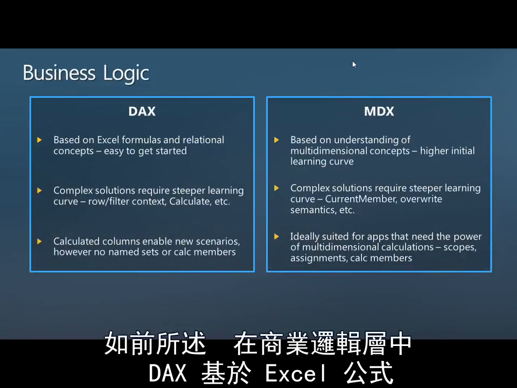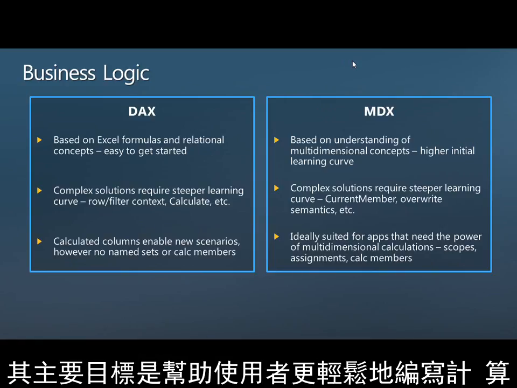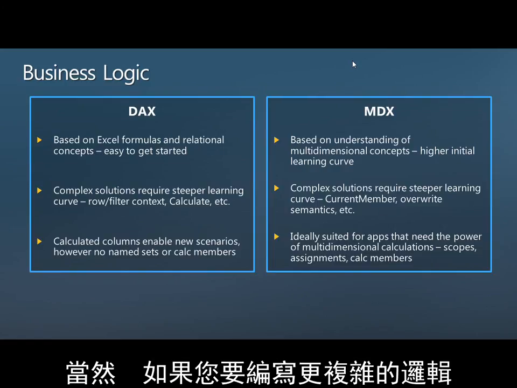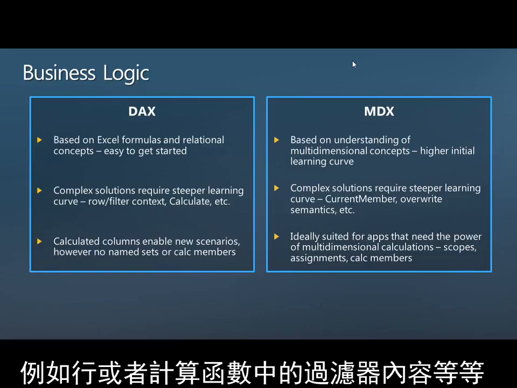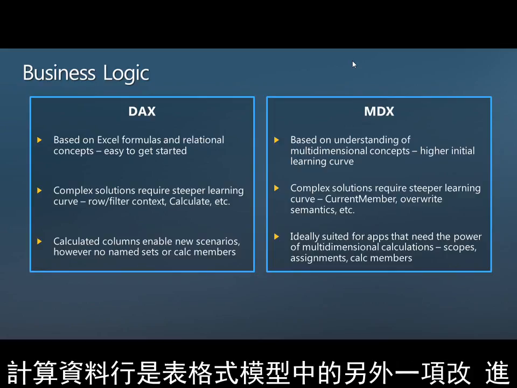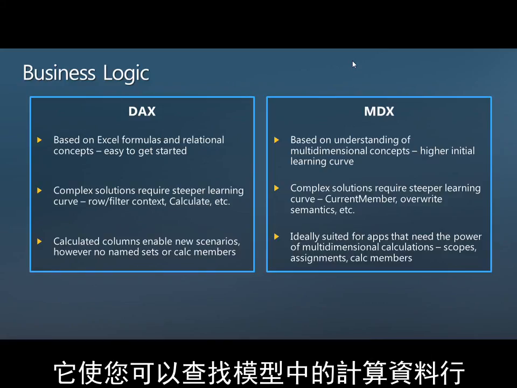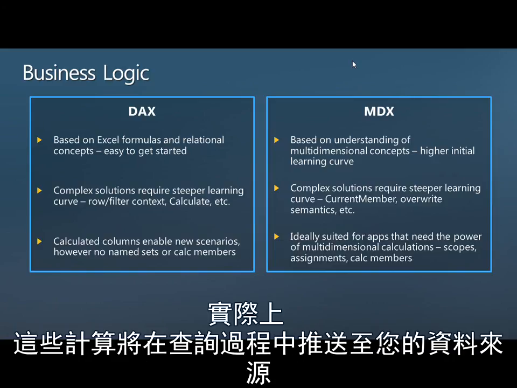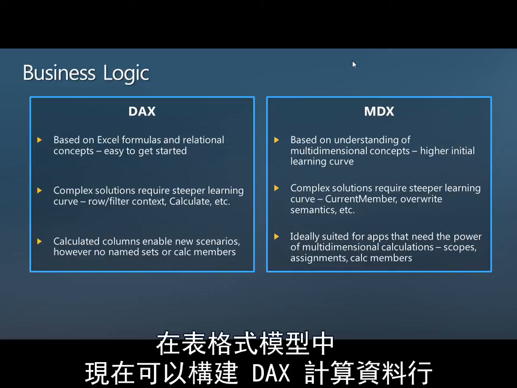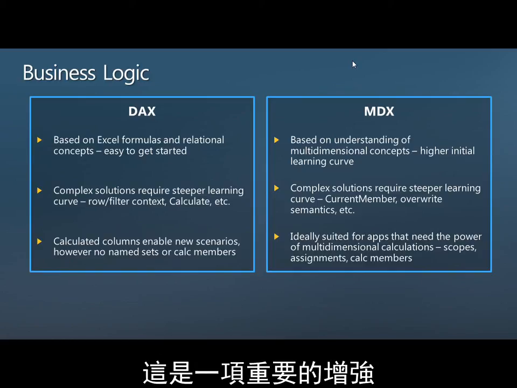On the business logic layer, DAX, as I mentioned, is based on Excel formulas. Its primary goal is to make it easy for people to write calculations. Of course, if you write more complex logic, then you do need to be aware of some of the advanced concepts within DAX, like row or filter context, or the CALCULATE function, etc. Calculated columns are one of the additional improvements within the tabular model, the ability to define calculated columns within your model. In the multidimensional world, we define calculations within the data source views, which are essentially just calculations that are pushed down to your data source during querying. In the tabular model, I can now build DAX calculated columns, which is a great enhancement.